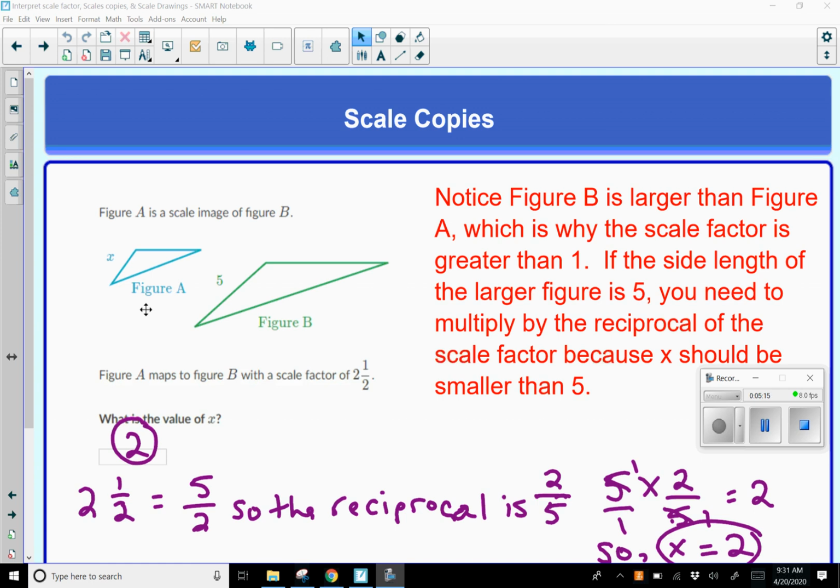You can test it out too. You can also take your answer and multiply it by your scale factor of 2 1/2 or 5 over 2, and you will see that you'll end up getting 5 when you check it.